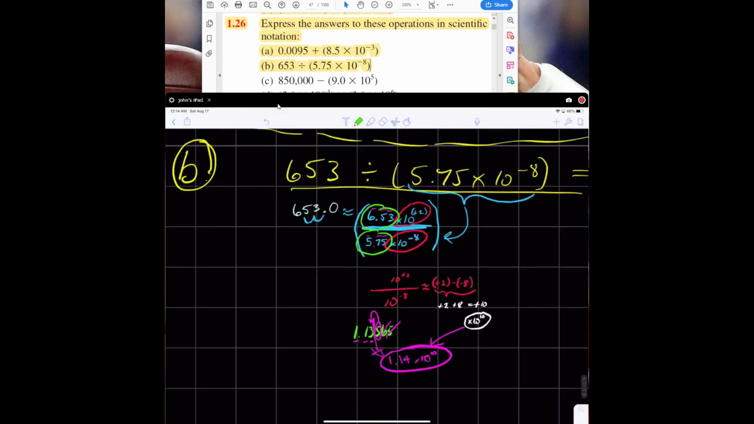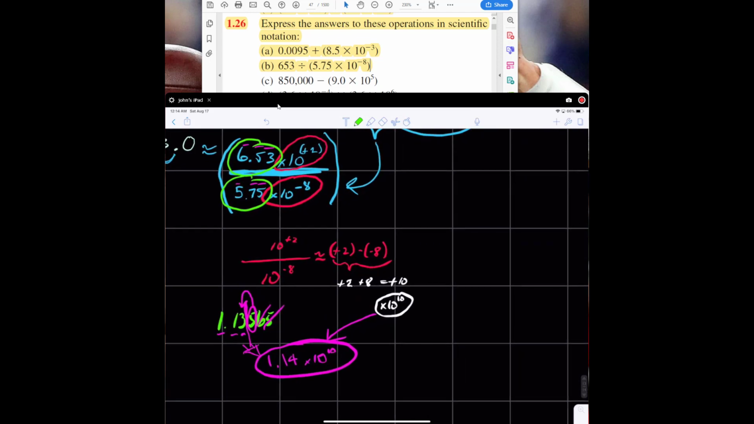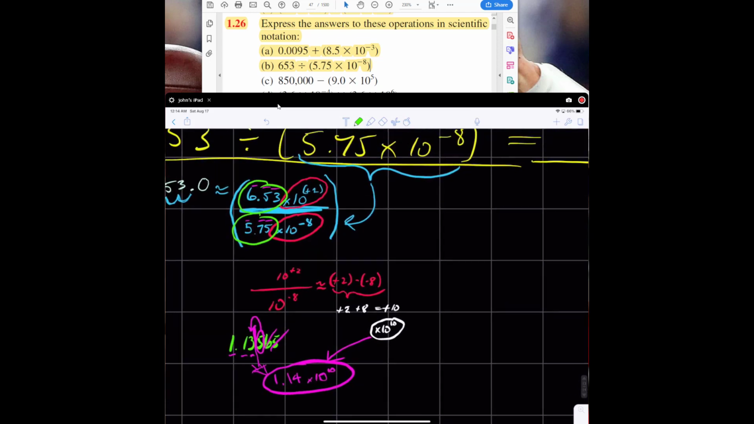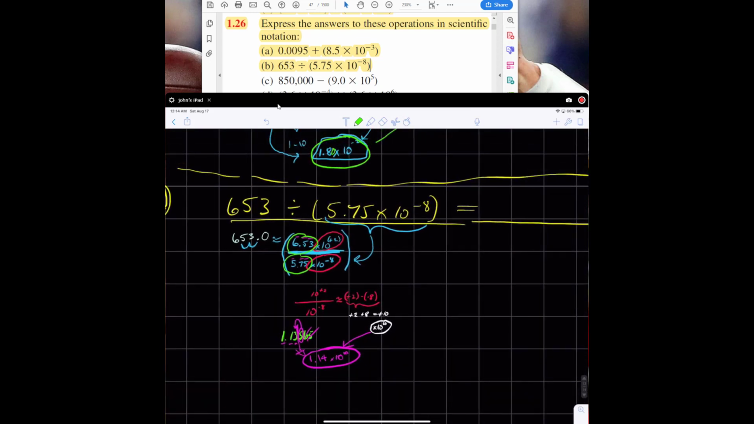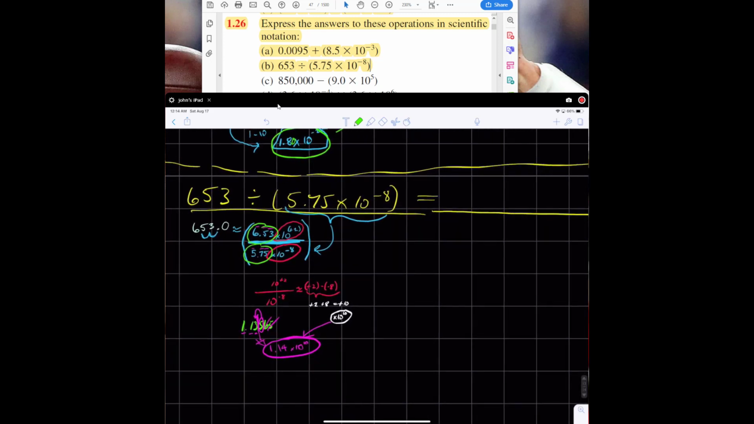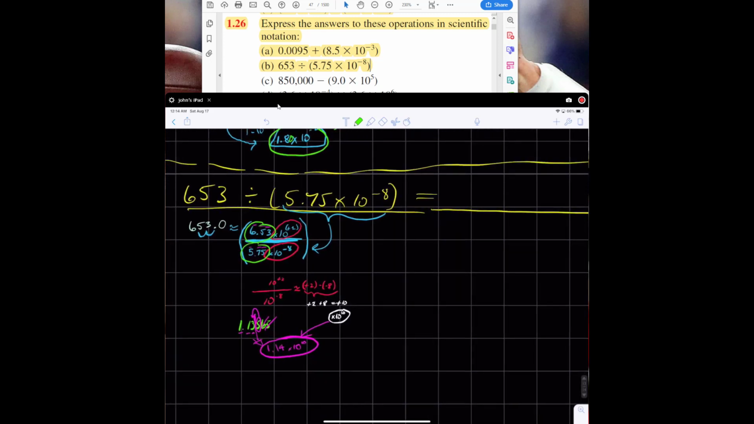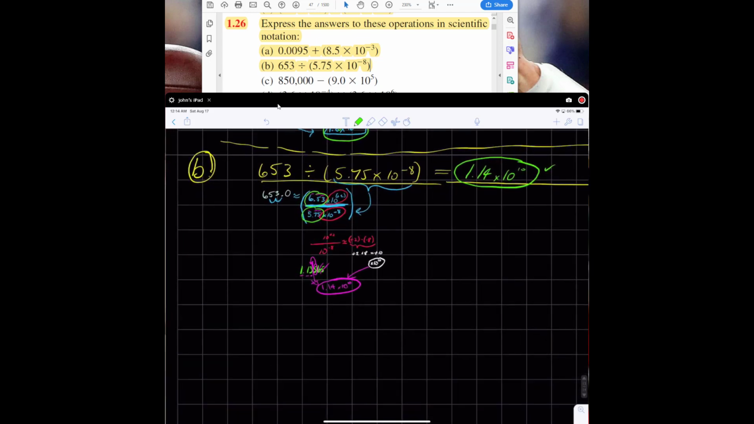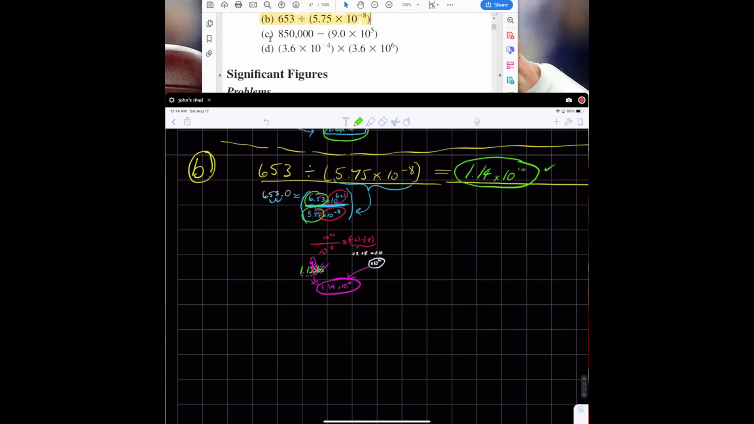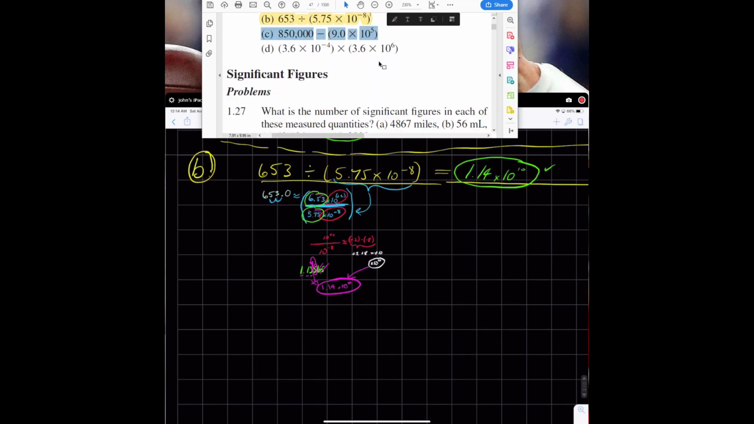You can input this into the calculator and I'm sure you're going to get this answer, 1.14 times 10 to the 10. Okay? And in the textbook, the solution is correct. 1.14 times 10 to the 10 power. Okay? Hopefully these explanations help. We can move on to part C.